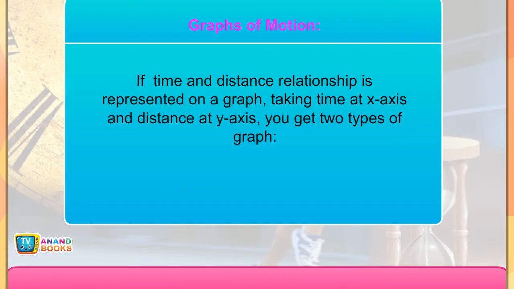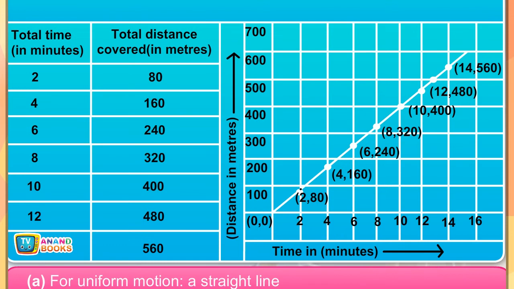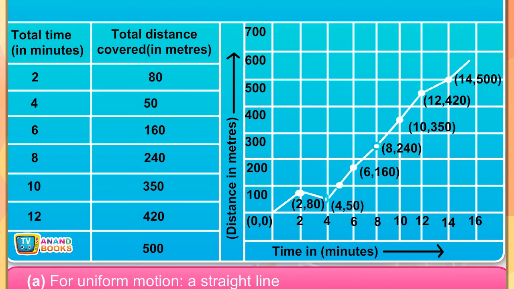Graphs of motion. If the time and distance relationship is represented on a graph, taking time on the x-axis and distance on the y-axis, you get two types of graph. A. For uniform motion, a straight line. B. For non-uniform motion, not a straight line.